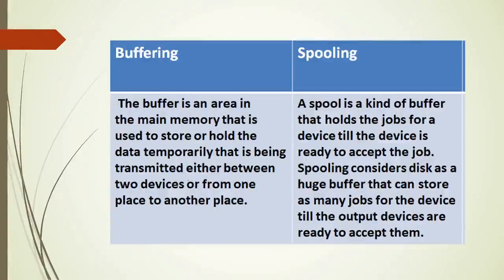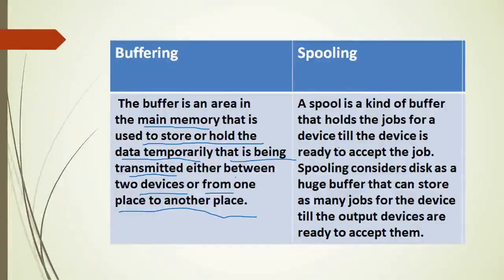Now many people get confused between buffering and spooling. So let us understand the difference between buffering and spooling. The buffer is an area in the main memory that is used to store or hold data temporarily while it is being transmitted either between two devices or from one place to another. Even buffering is used to store data for temporary purposes. Like when you are copying data from one place to another, it will be held in the buffer area, or for any other process.